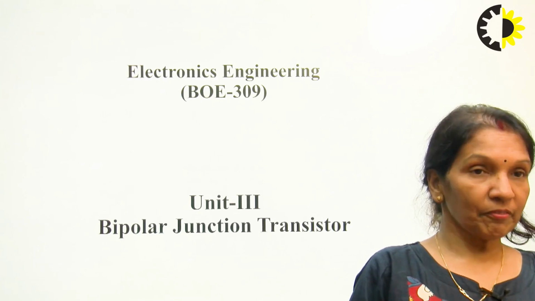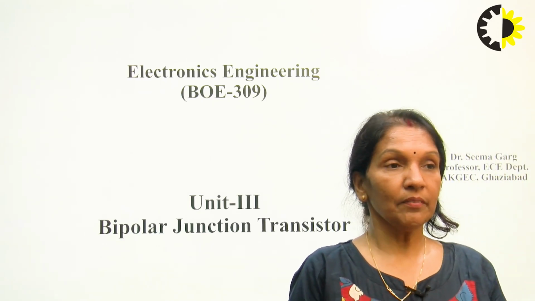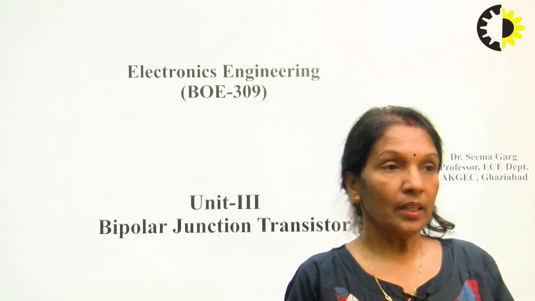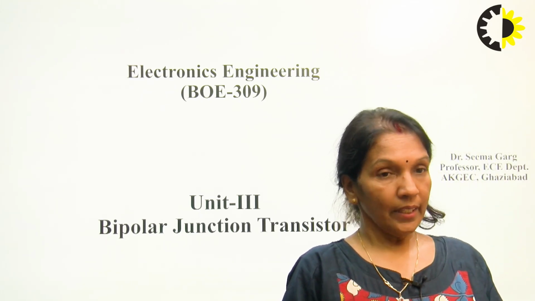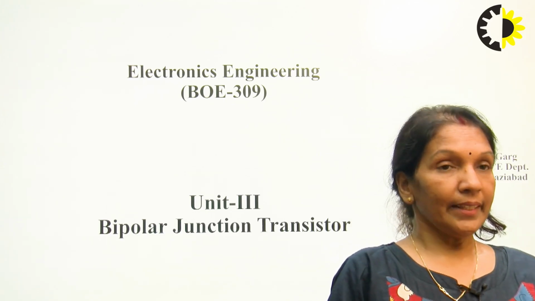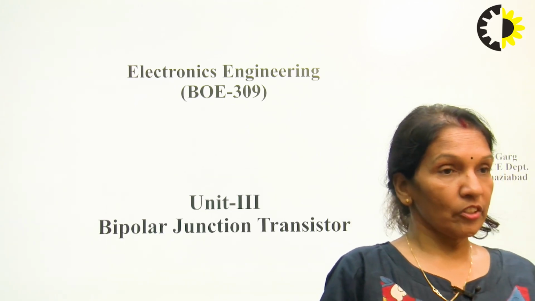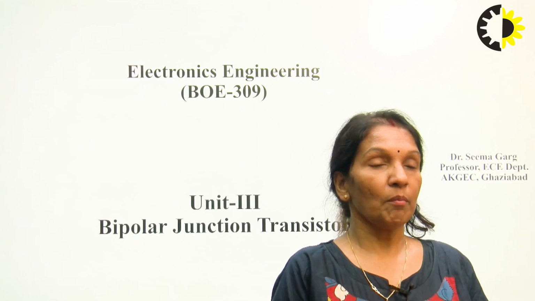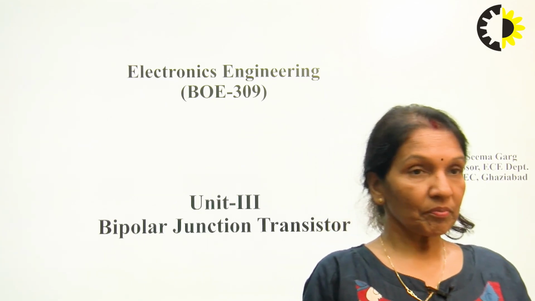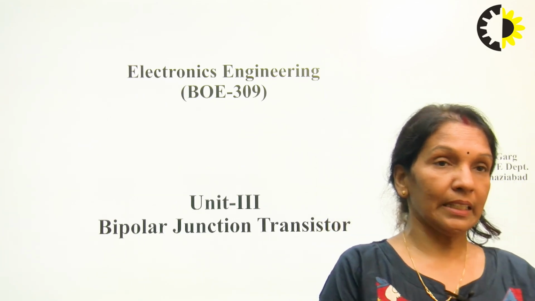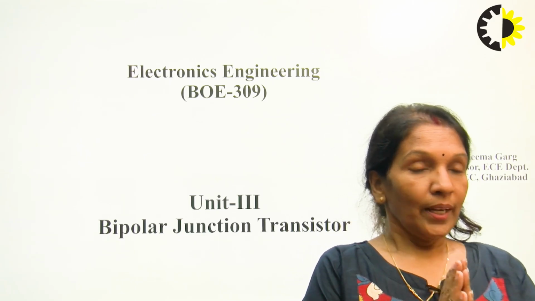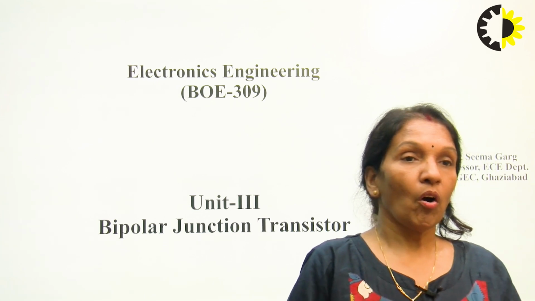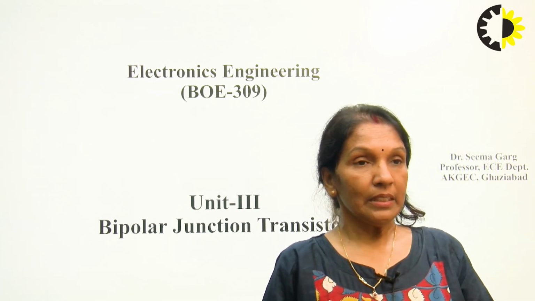This is the second lecture in continuation of the previous lecture about the bipolar junction transistor. In the first lecture, we discussed the BJT construction, its working, the various configurations, the applications, and also the common base configuration and its input and output characteristics. So let's have a recap of what we discussed in the previous lecture.